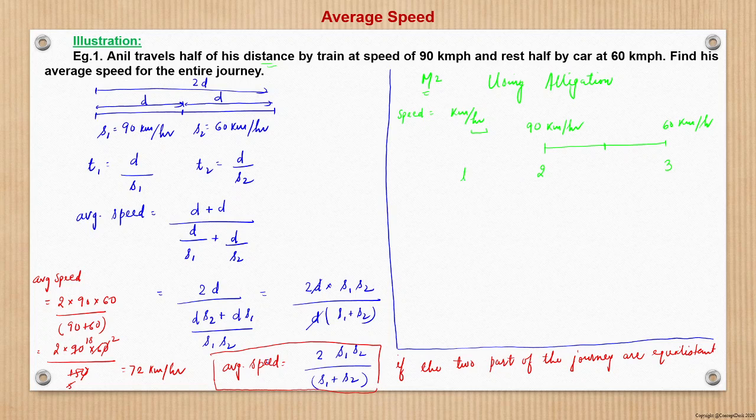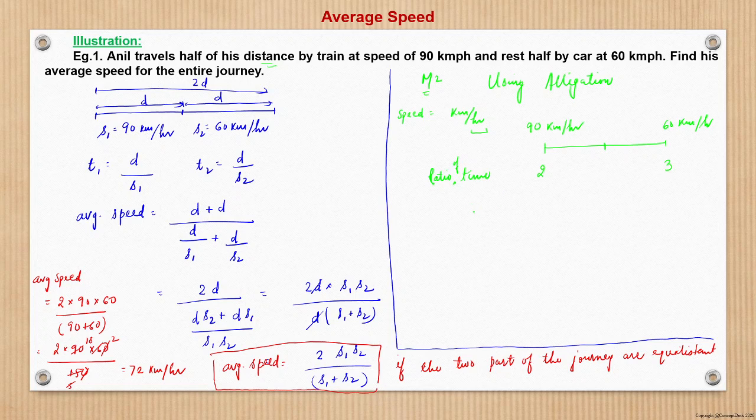Can we say the ratio of time taken will be 2 is to 3, because speed is in ratio 3 is to 2. Distance being the same, we can say that time will be 2 is to 3. So now if this is given to us, we can easily find it using allegation here.